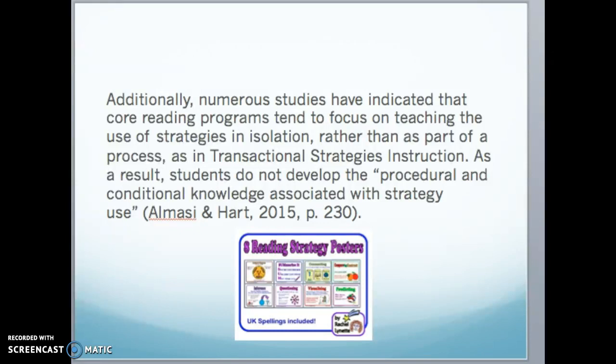Additionally, numerous studies have indicated that core reading programs tend to focus on teaching the use of strategies in isolation rather than as part of a process, as in transactional strategies instruction, or TSI. As a result, students do not develop the procedural and conditional knowledge associated with strategy use. Almasi and Hart, page 230.